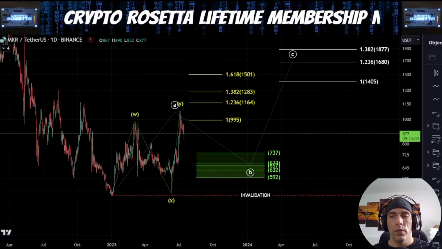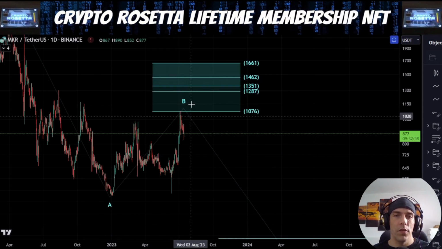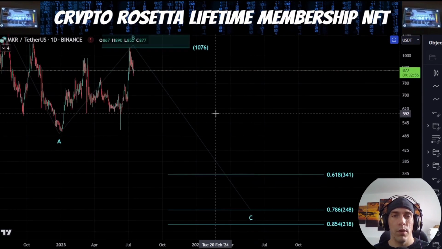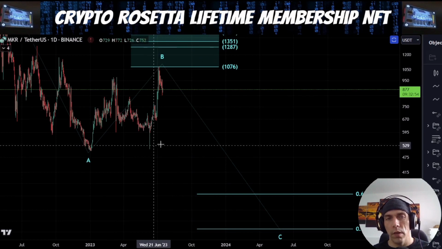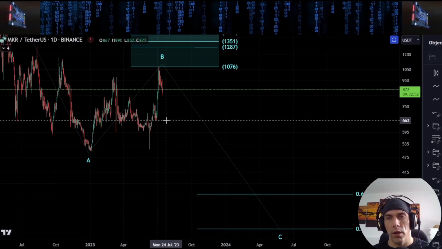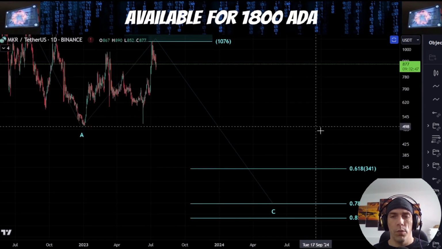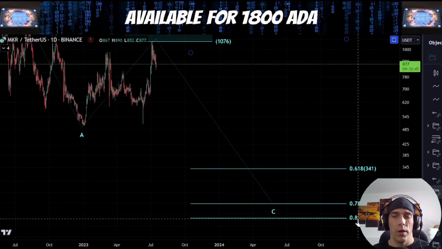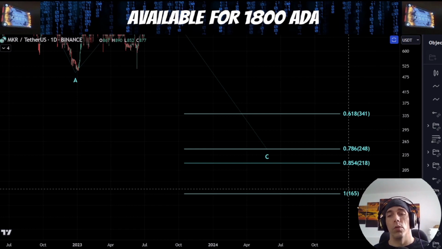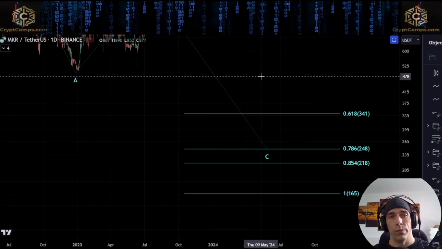Alternatively here, we need to be aware that there is the potential that we could start to break down in a C wave, where if we do start to lose these key levels, particularly this low here, the 663, and then this low here of this 509, that we could potentially be looking for this 341 to this lower range here, which could be this 1-to-1 at this 165 level.